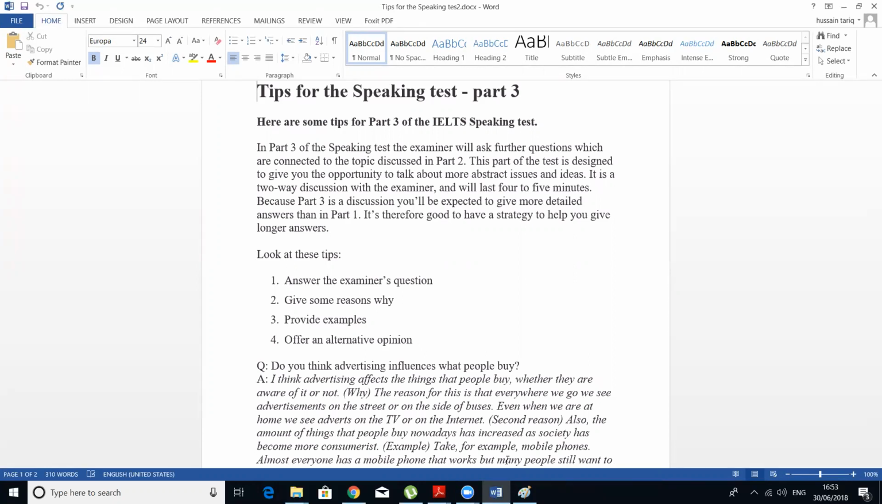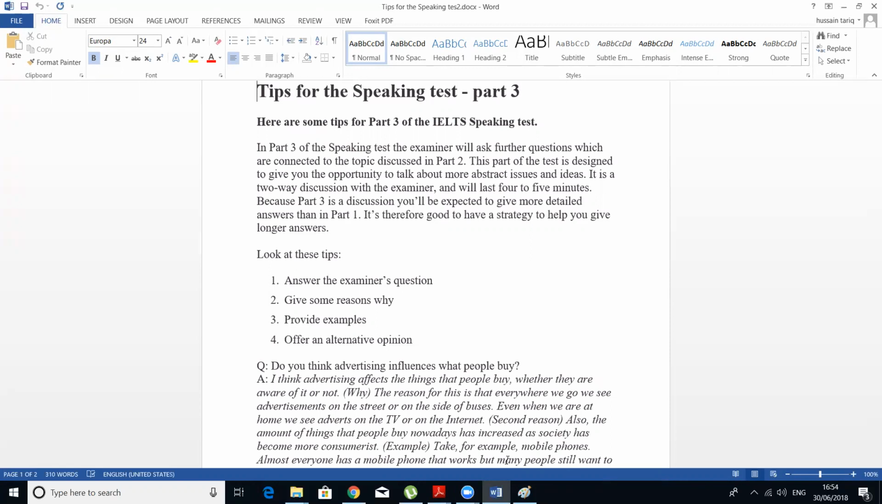Okay? But the difference is that in the second part of the speaking test, you were speaking only, and the examiner was just listening to you. So that was actually a monologue, and the examiner was just listening to you. However, in the third part of the speaking test, there will be a discussion between you and the examiner. So the examiner will question you about the topic that we discussed in part 2 of the speaking test. So the questions will be related to part 2 of the speaking test.